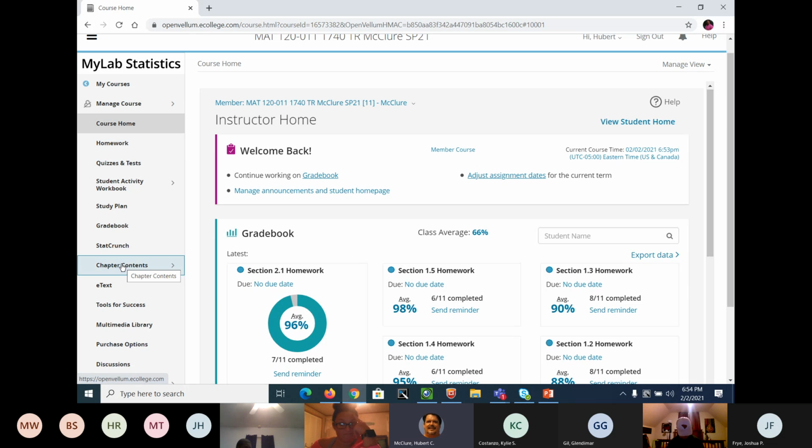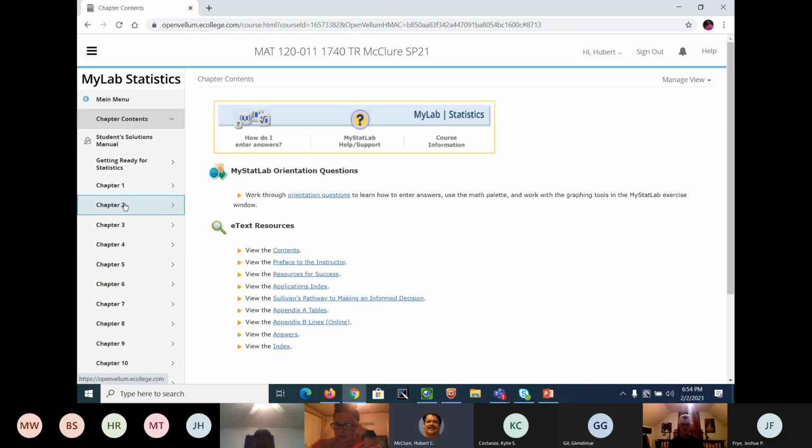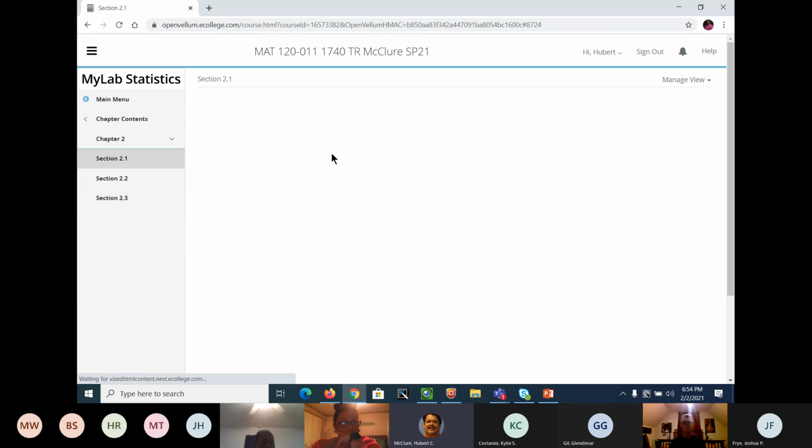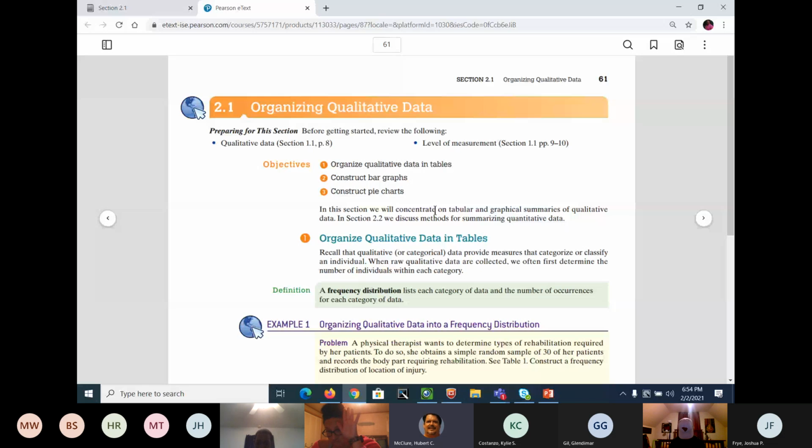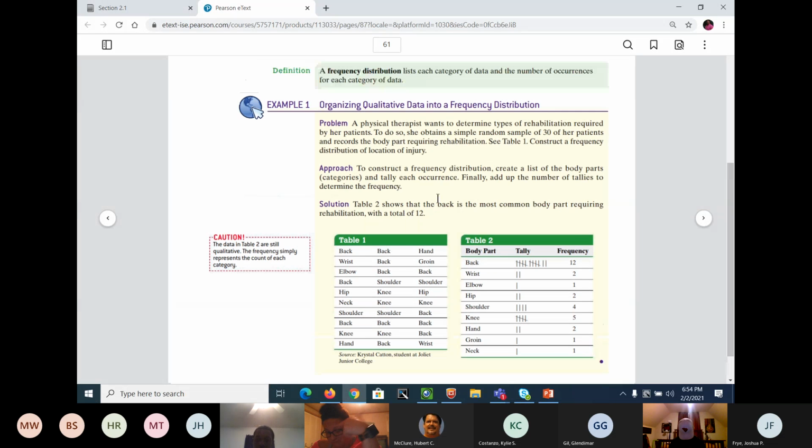Okay, let me find, I'm trying to find something here. Chapter contents, 2.1. And I'm going to go to the homework in the book and see if I can find some that you can work on by yourself. If not, I'll make some up. How about that? Because I'm getting the feeling that there's some self-doubt with these problems, and I want to make sure I cover it.